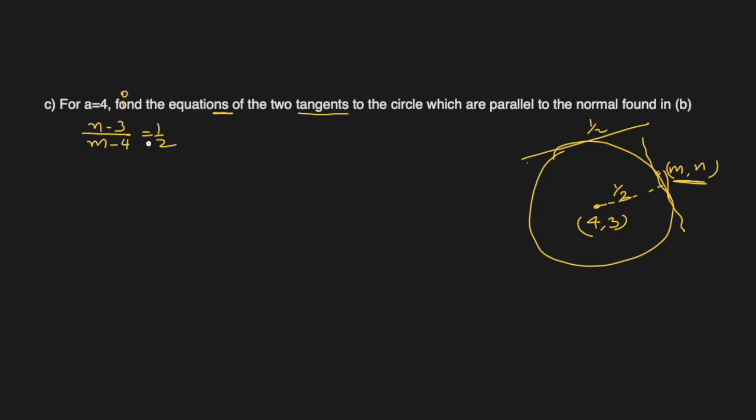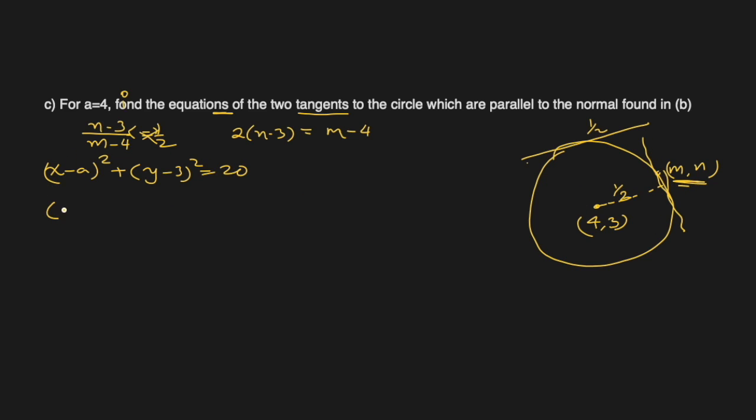And cross multiplying, this 2 will multiply over here, 1 will go there. So 2 times (n minus 3) is equal to m minus 4. This will be useful for future. So now the equation of the circle is (x minus a) squared plus (y minus 3) squared equal to 20. And let's substitute whatever we know for this tangent at this point (m, n).